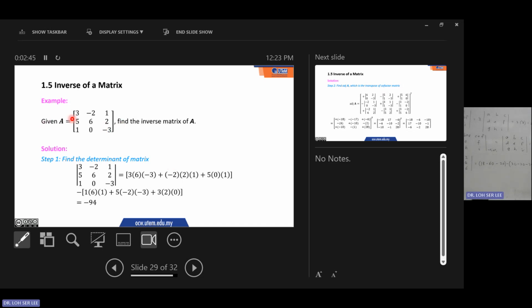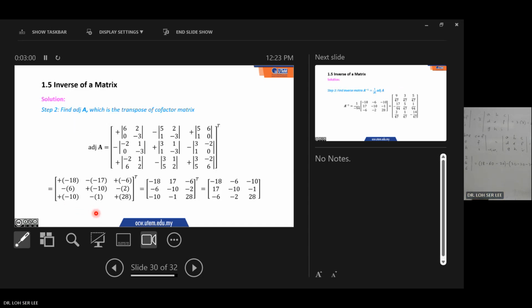Now we go straight to the example. Let's say you are given this matrix A, we want to find the inverse matrix of A. So step 1 will be we find the determinant first. If this determinant is non-zero, we will proceed to get the adjoint A. So what is the matrix of adjoint A? It is the transpose of the cofactor matrix.